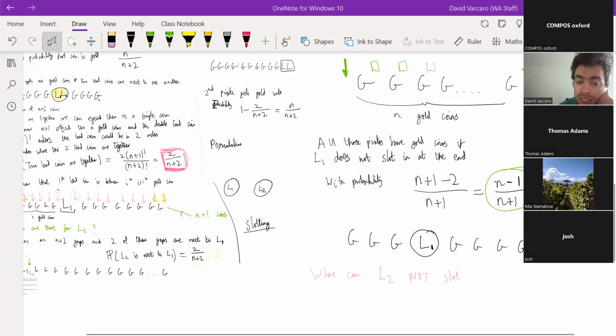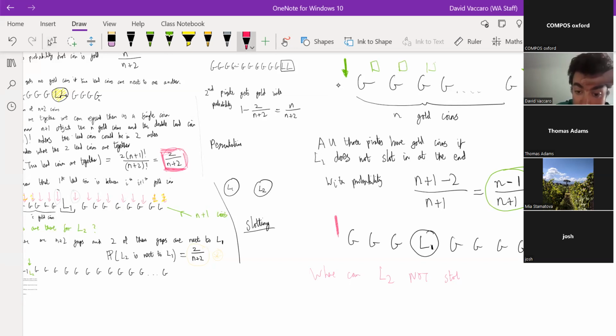Yeah, so someone said it can't be at the beginning and it can't be next to L1. So how many forbidden slots are there for L2? 4. Excellent. The forbidden slots, it can't go here, at the left-hand end.